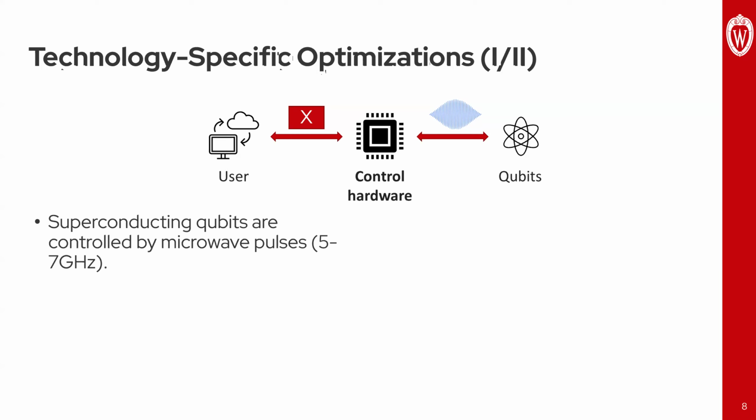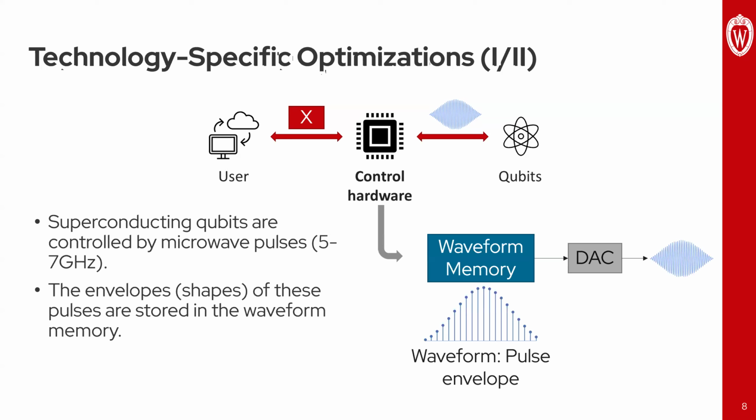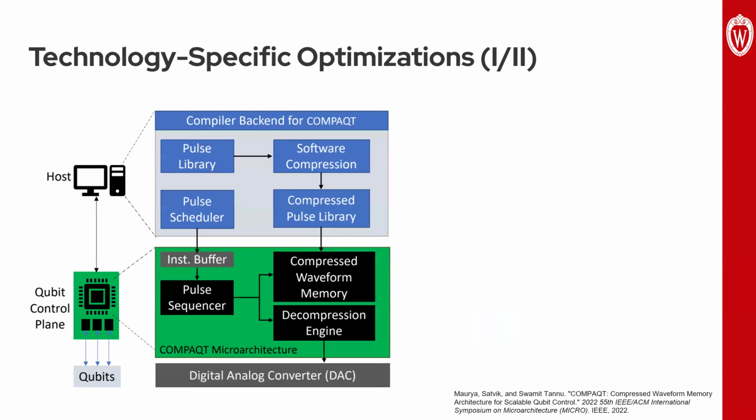Now, this microwave pulse is actually stored, or the envelope of it is stored, in a structure known as the waveform memory in the control hardware. As in, when you perform a gate, this waveform memory is read and the envelope is passed to the digital to analog converter. You do some signal mixing and you get this final microwave signal.